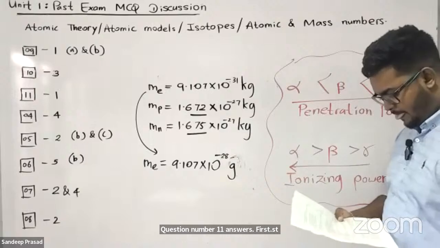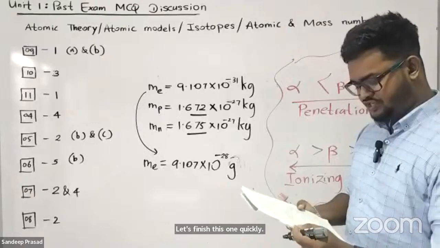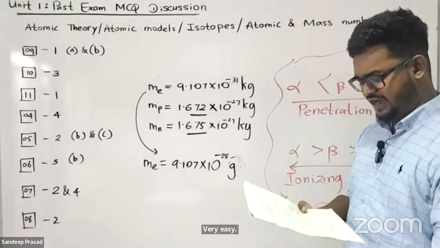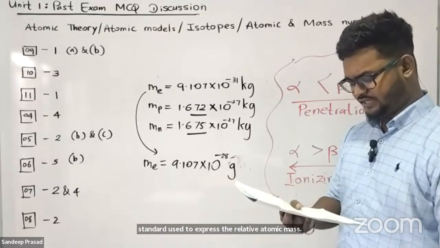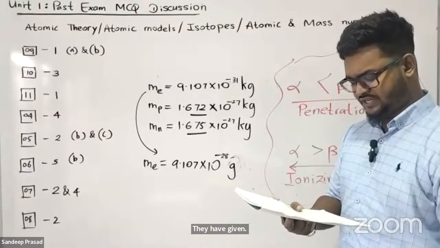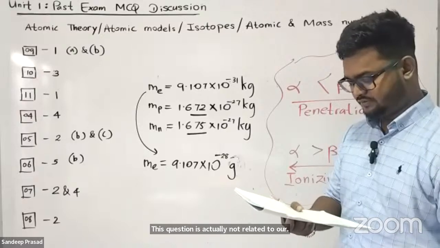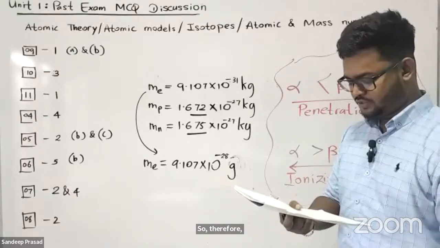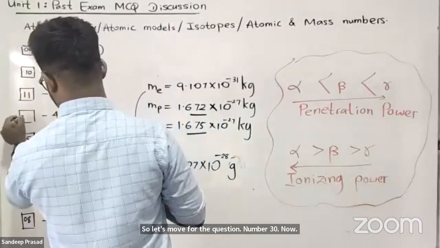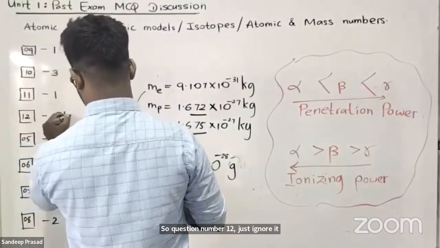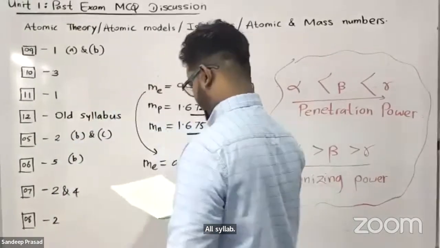Let's finish this one quickly. Very easy. Question number 12 is, students, about the new standard used to express the relative atomic mass. They have given 'none of the above' here. This question is not related to our current syllabus, so we can just ignore that question. So let's move to question number 13 now. Question number 12, just ignore it. These are all syllabus theories, so we don't have to worry about that.